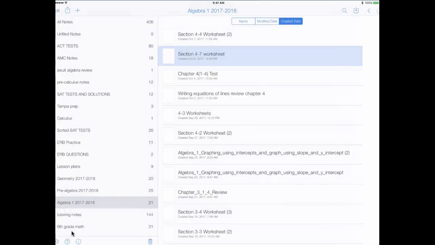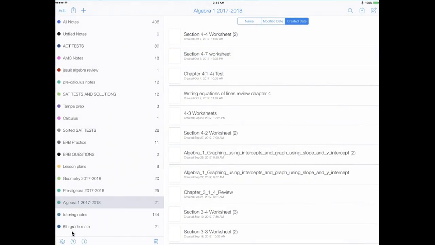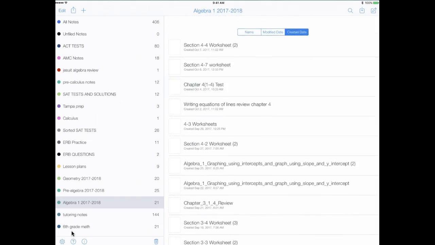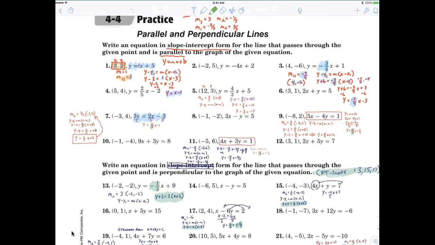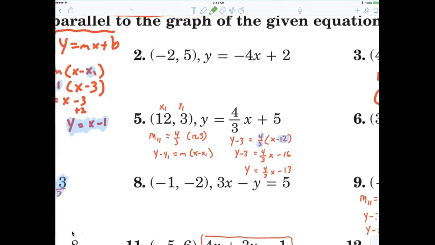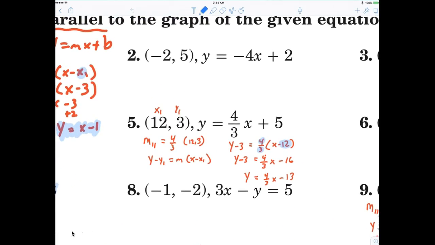Now what I want to do is, I have about maybe 10 more minutes for you, and I want to go back to that old worksheet where you had to graph or write the equations of the lines that are parallel and perpendicular. So let's talk about parallel.